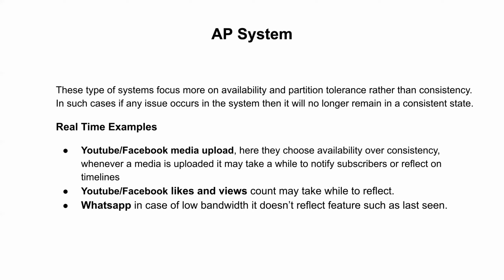WhatsApp also uses this system for some of its functionalities, such as last seen. Whenever there's low bandwidth, it concentrates more on functionality such as calling and messaging. So it is more of an available system rather than a consistent one, because it doesn't show a proper last seen.